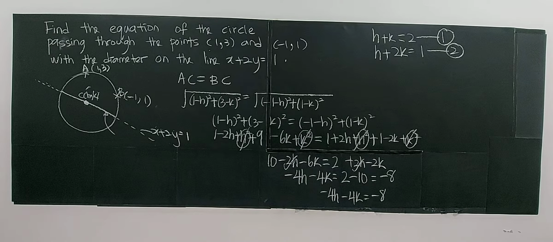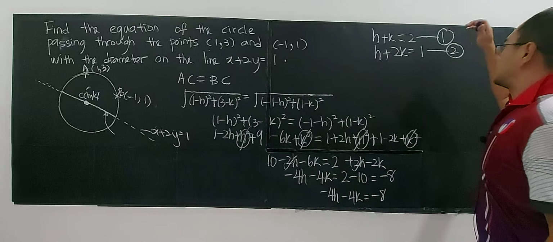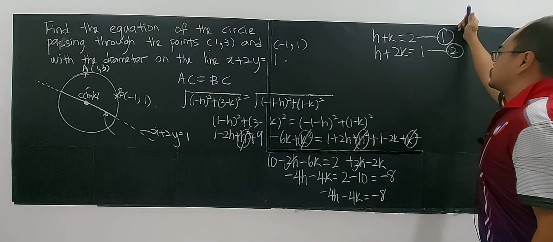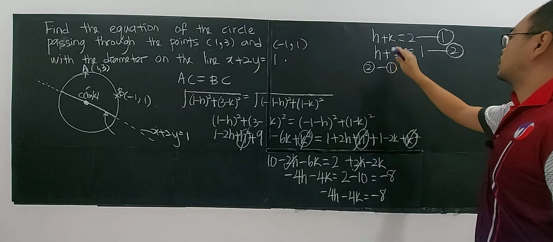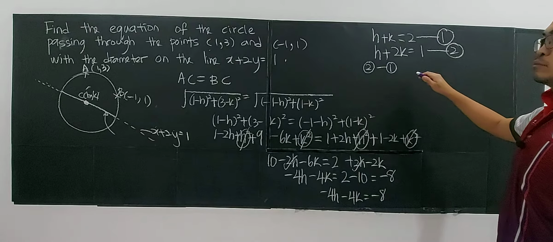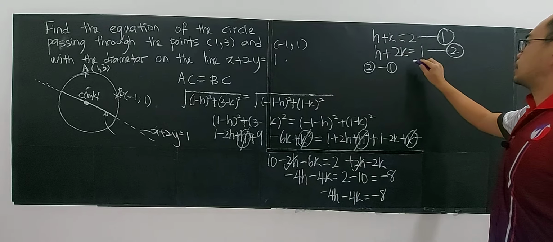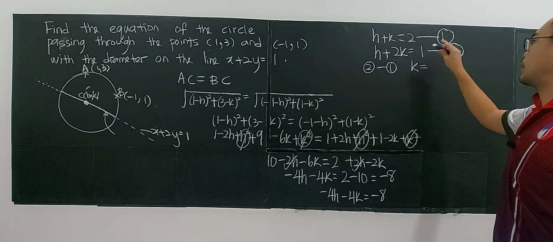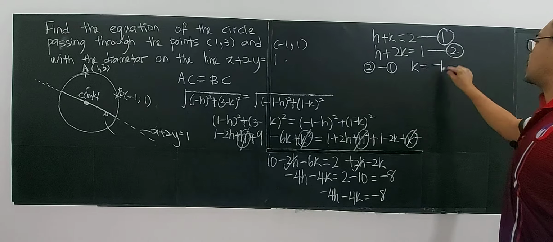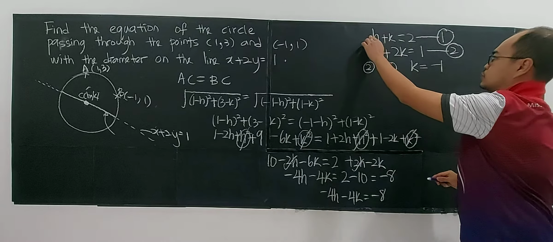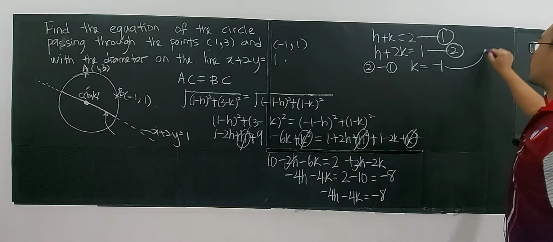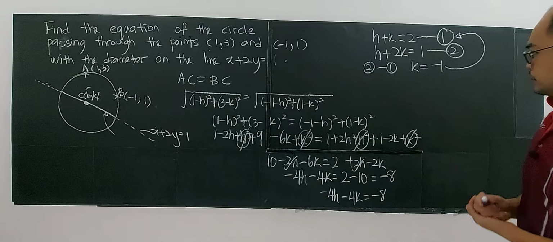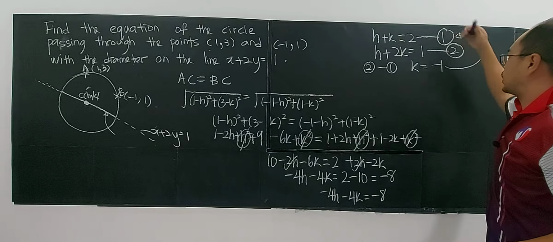So now I'm going to take equation 2 minus equation 1. h minus h, 0. 2k minus k, so you have positive k. 1 minus 2, negative 1. So with this, you can find the value of h by substituting into either 1 or 2.